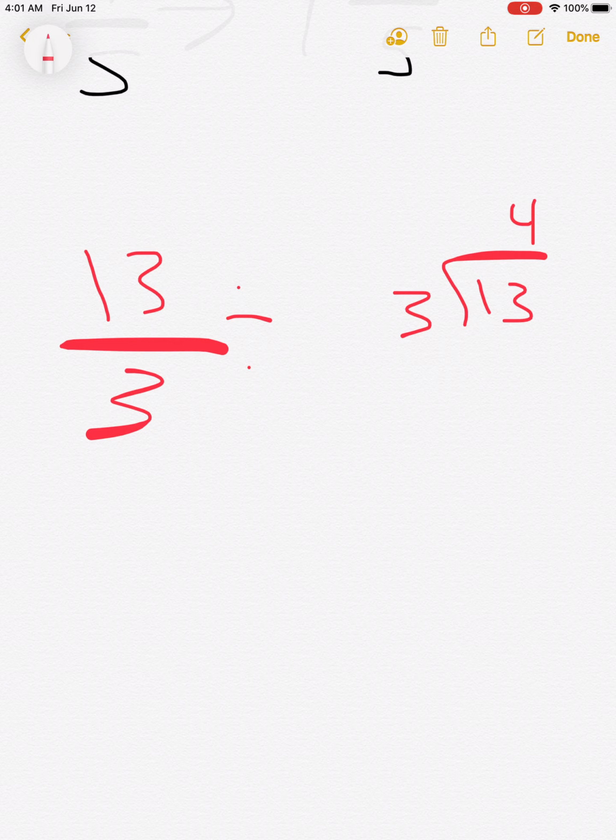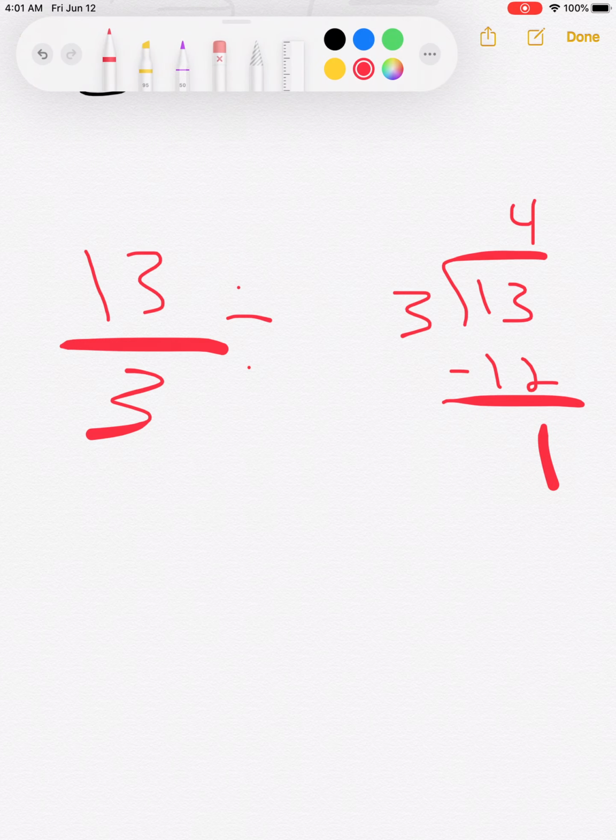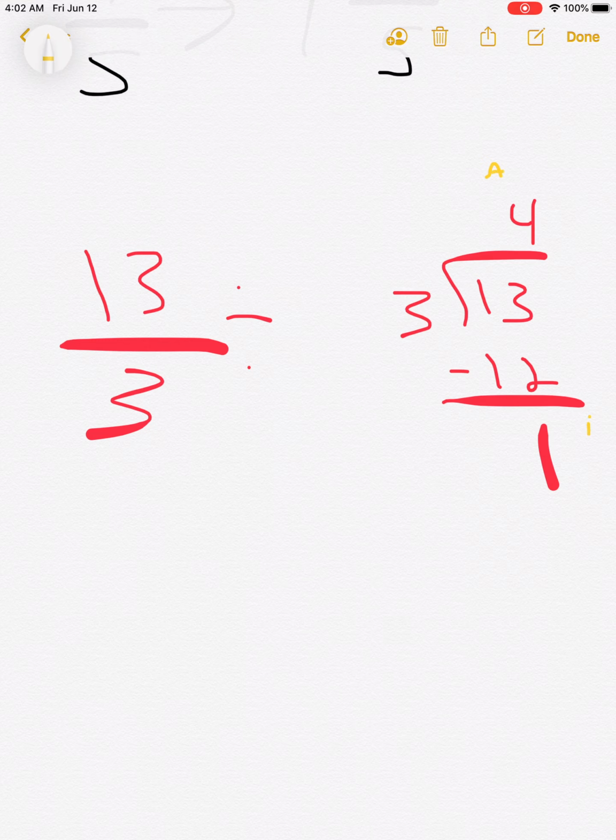4 times 3 equals 12. And then 13 minus 12 equals 1. We're done. We're done with our division. You just have to decipher what part of this particular problem would be your whole number, where would you find your numerator, and where would you find your denominator. Okay? You always start here. Step A, B, C. This is always your whole number. This is always your numerator. And this will always be your denominator.